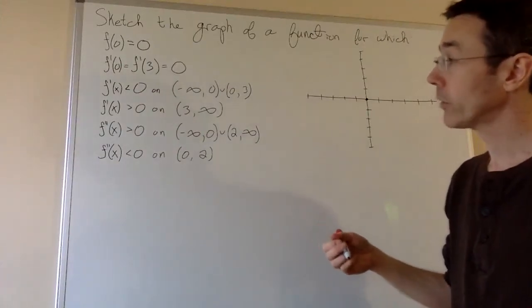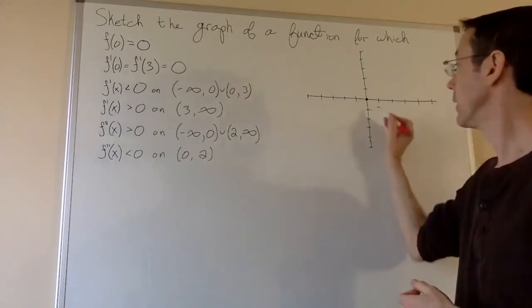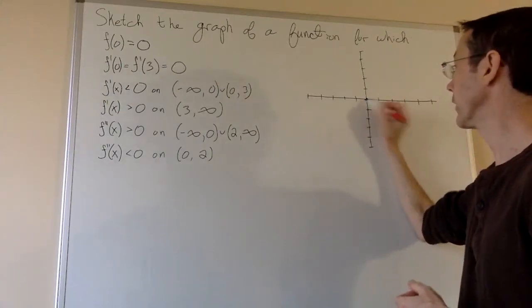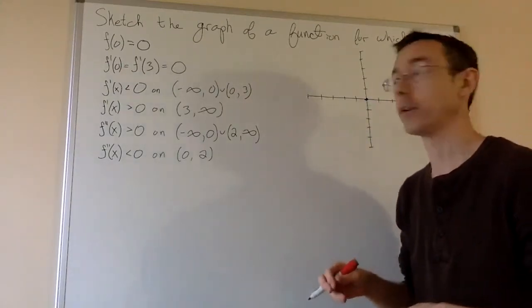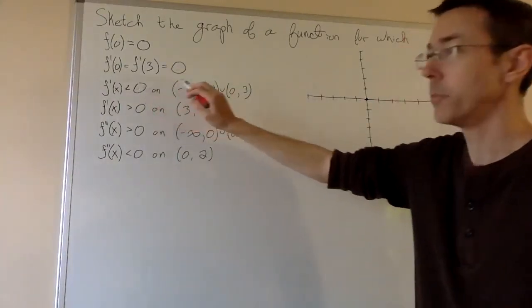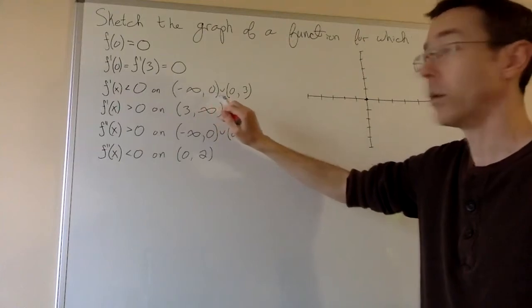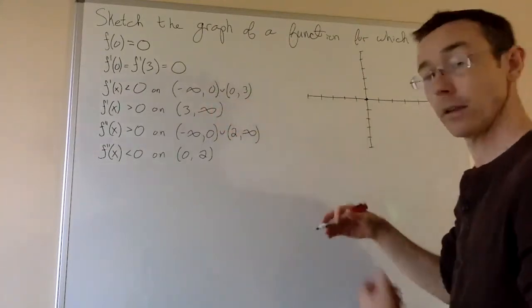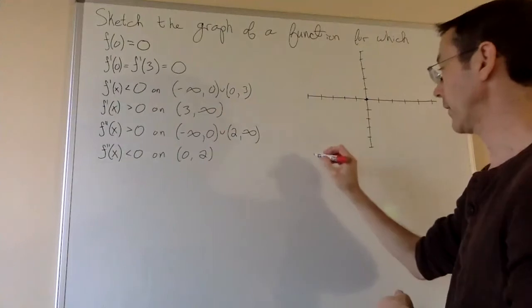Now I'm moving on to the first derivative. I know I'm going to have horizontal tangents at 0 and 3. In particular, at 0, I have a horizontal tangent. I'll draw a little bit of a horizontal tick right there. And I know that the first derivative is going to be negative between negative infinity and 0 and also 0 and 3. Let's just make a note of that below the axes.